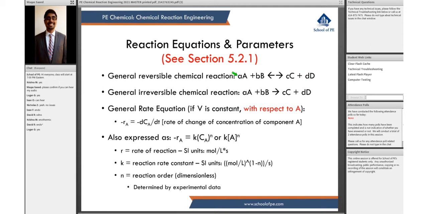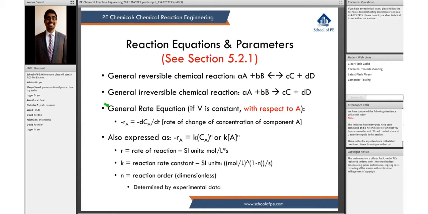The lowercase letters, a, b, c, and d, are your stoichiometric coefficients. The uppercase letters, A, B, C, and D, are your elements or compounds. And this is the standard convention for a chemical reaction. Now, this doesn't mean that every question is going to have just two reactants and two products. This is just an example form here.